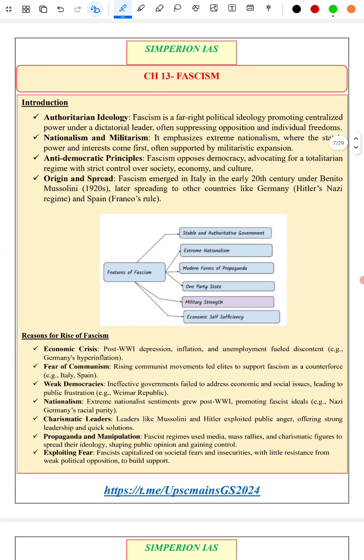Let's discuss another topic next, that is fascism. Another important topic that comes along with this is Nazism as well. We are given an introduction to fascism, the features of fascism, and the reasons for the rise of fascism. Fascism is Mussolini in Italy.